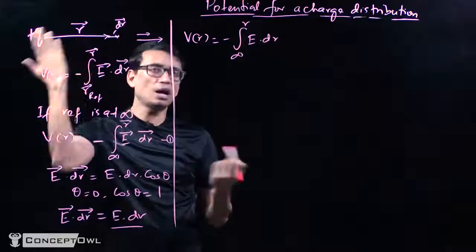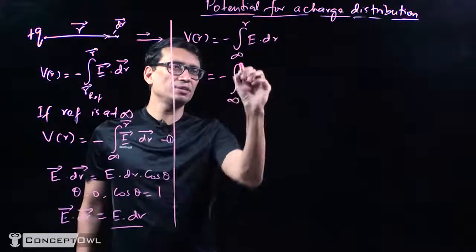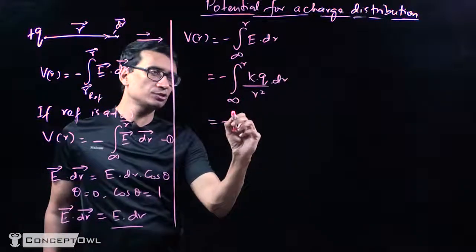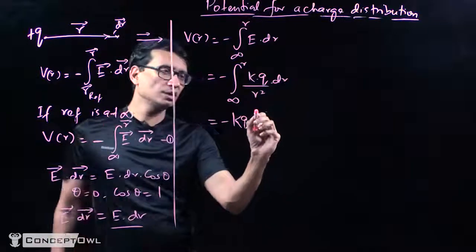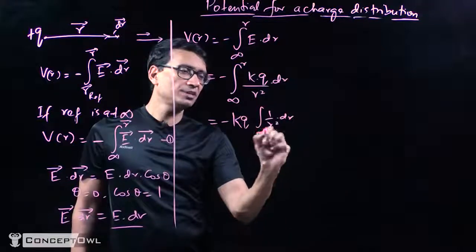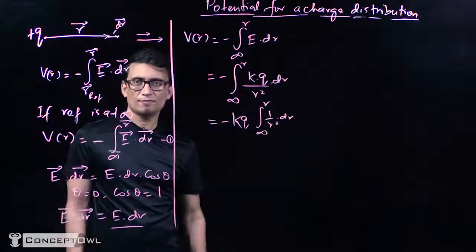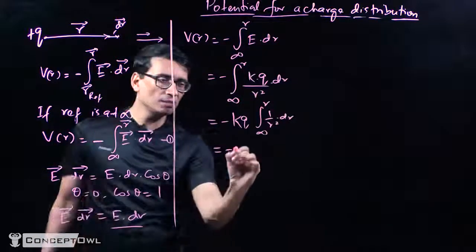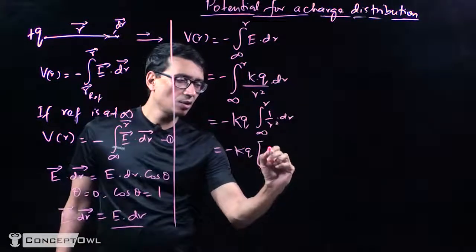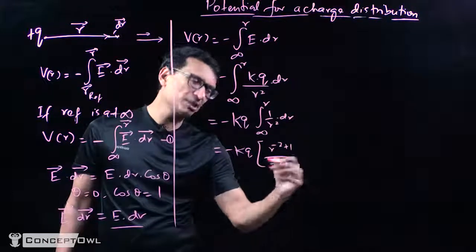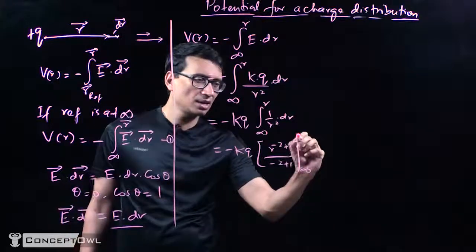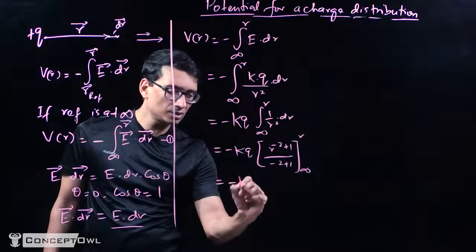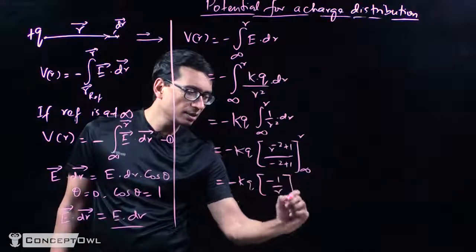And what is my electric field E? E is nothing but kq upon r square. So this would be minus integral from infinity to r of kq upon r square into dr. k and q are constant, so we take them out as coefficients: minus kq times the integral of 1 upon r square dr from infinity to r. Now what is the integral of 1 upon r square? This is r to the power minus 2, so the integral would be r to the power minus 2 plus 1 divided by minus 2 plus 1. I am writing the steps so you are absolutely clear how we are doing this. This evaluates to minus 1 upon r, and there is a minus sign here as well, so minus kq into minus 1 upon r, from infinity to r.